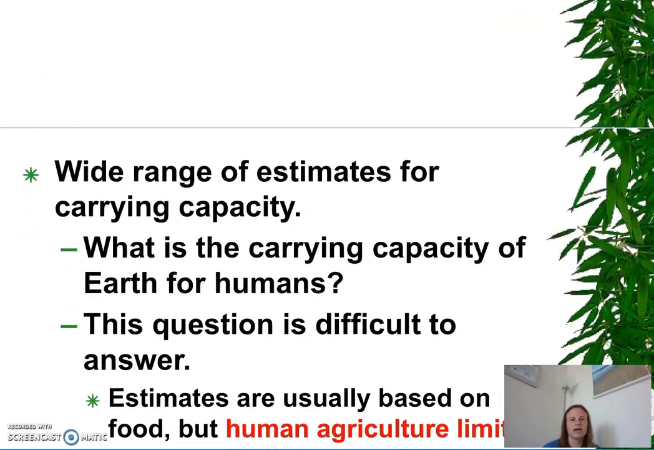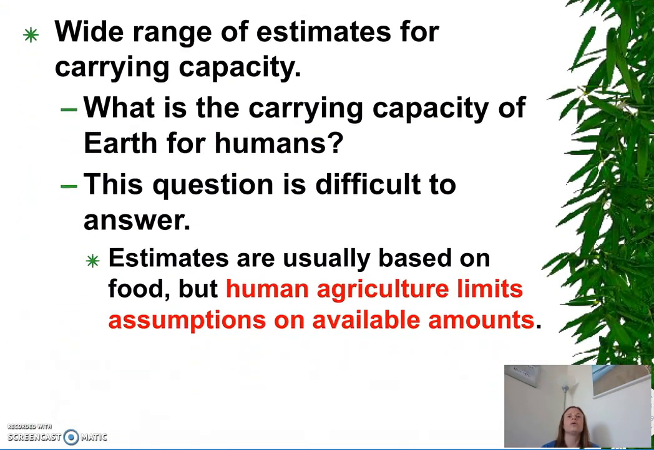So because of its complex nature, we don't know what future inventions might come our way that could help the Earth push off its carrying capacity. But these estimates are usually based on food, because human agriculture limits assumptions on available amounts. However, the correct answer, nobody really knows. We'll just have to wait and find out.